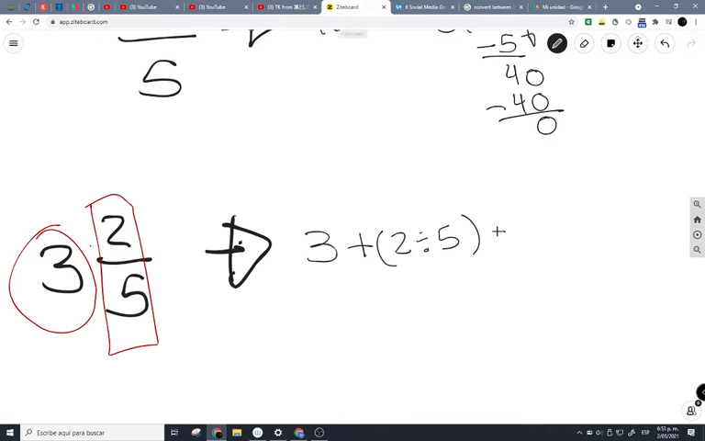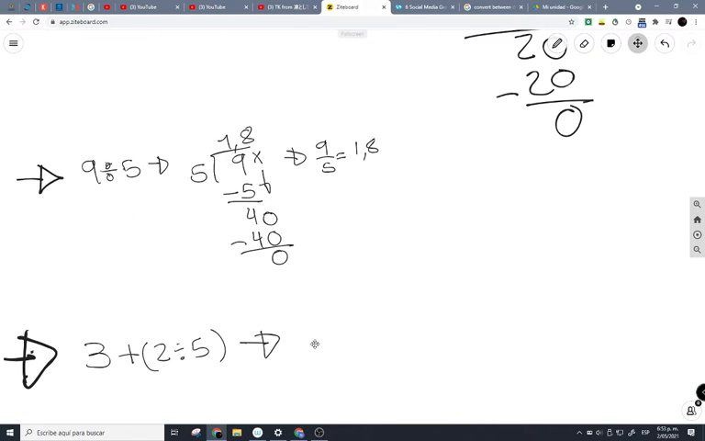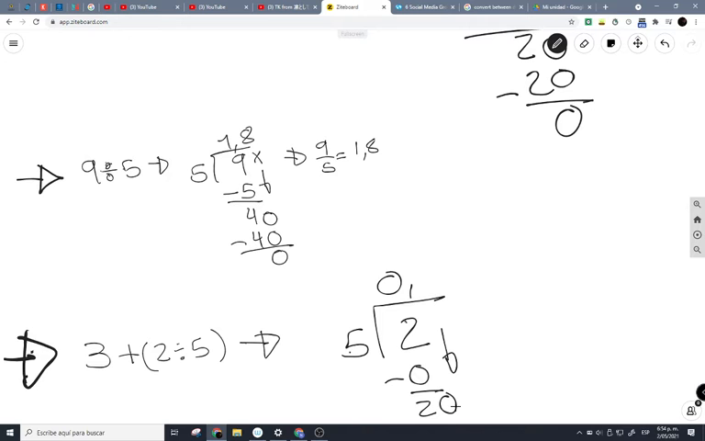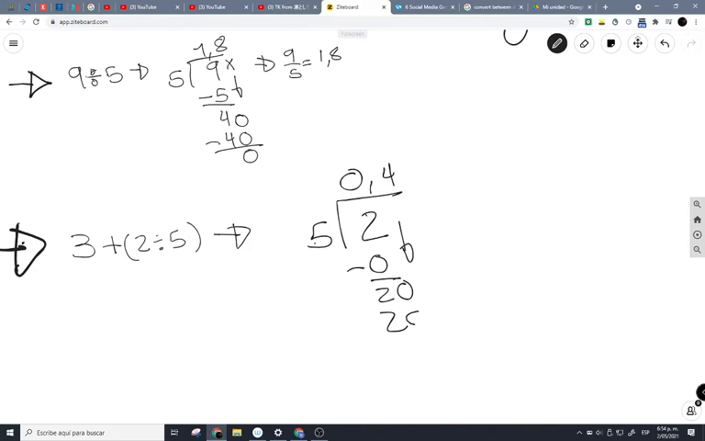So let's focus on doing 2 divided by 5. 5 doesn't fit into 2. So 0 times 5 is 0. We subtract, we get 2, comma 0, because there's nothing to drop down. 5 in 20 fits 4 times. 4 times 5 is 20. We subtract, and that's it.